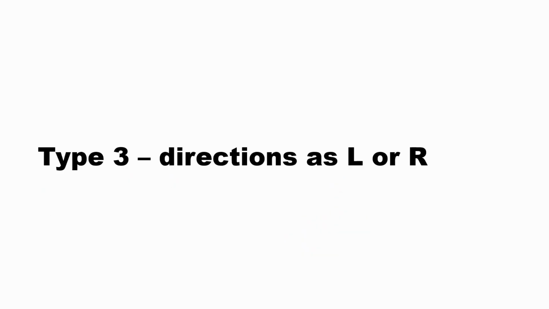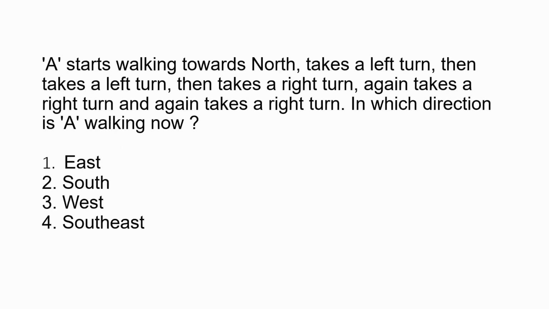The third kind of question is, instead of giving east, west, north, south, they give the directions as left or right. So let's see this question. A starts walking towards north. They have not mentioned how much he's walking. Then he takes a left turn, then another left turn, and then a right turn, again a right turn, and again a right turn. In which direction is A walking now?